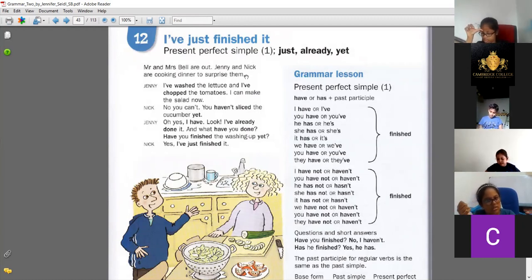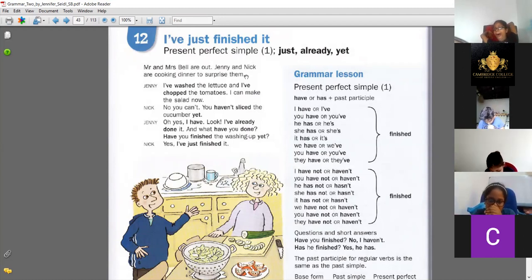So different vegetables are like that. Next one, oh yes, I have. Look, I've already done it.